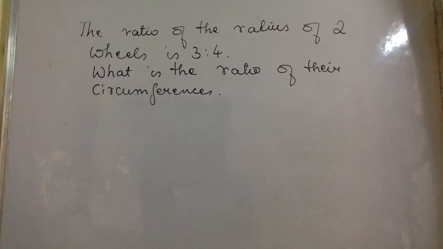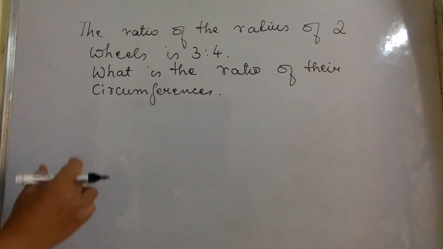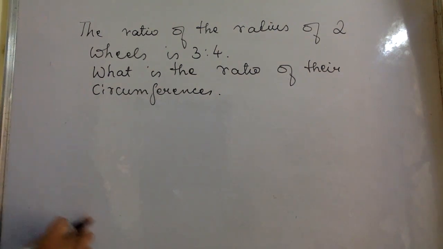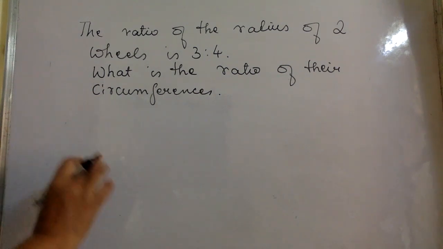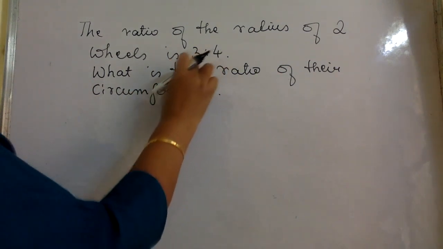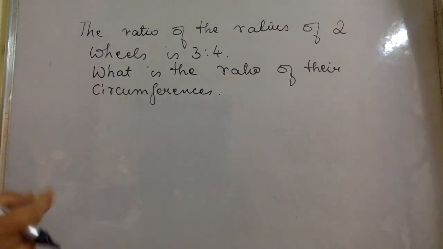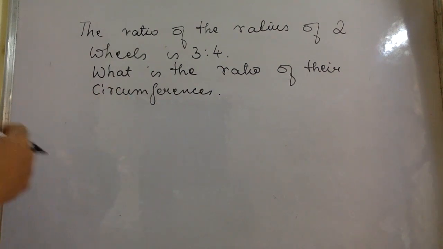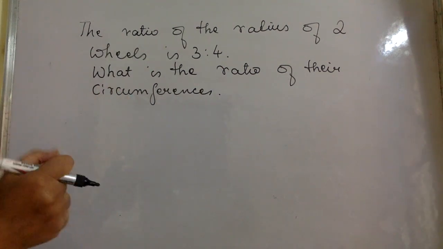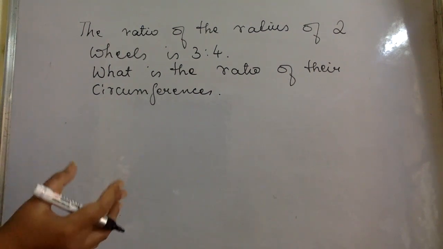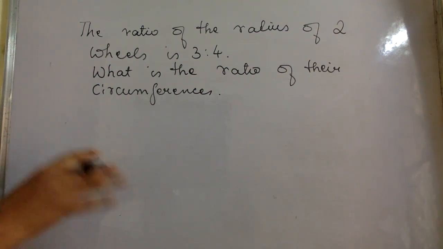The ratio of the radius of two wheels is 3:4. What is the ratio of their circumferences? Now what is the shape of a wheel? The shape of a wheel is a circular one. Okay, and the ratio of their circumferences they want. So they have given the ratio of the radii as 3:4. Now in this sum, generally whenever there is a ratio, we tend to take 3x, 4x like that. We'll do this sum without any of such things.